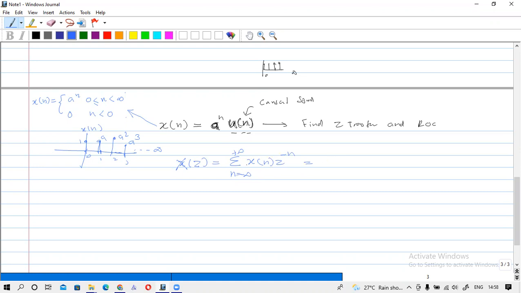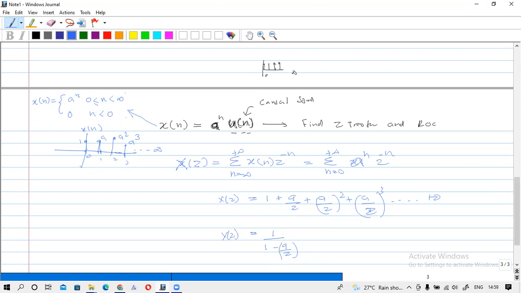So X(z) will be, with x[n] from n equals 0 to infinity, x[n] = a^(-n). So you will have X(z) = 1 + a/z + (a/z)^2 + (a/z)^3 and so on to infinity. So this is the power series, and we have already done this, so I am not going to explain it anymore. So you will have 1 / (1 - a/z). So this is your X(z).